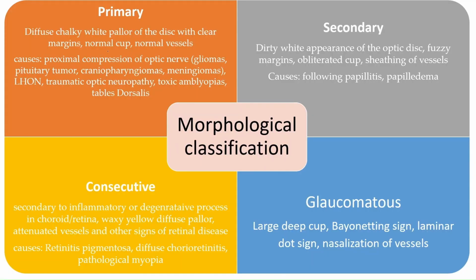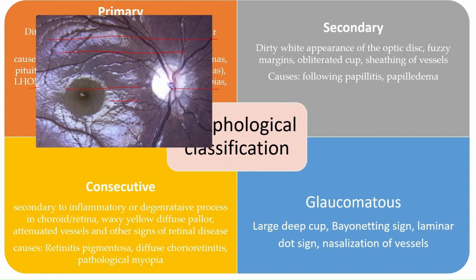Based on how the disc looks, you may have four types. Primary optic atrophy is characterized by diffuse chalky white pallor of the disc with clear margins, normal cup and normal vessels. The causes are usually proximal compression of the optic nerve due to tumors, Leber's hereditary optic neuropathy, traumatic optic neuropathy, toxic amblyopias and tabes dorsalis. So this is how primary optic atrophy looks, with clear-cut margins, normal cup and normal blood vessels.